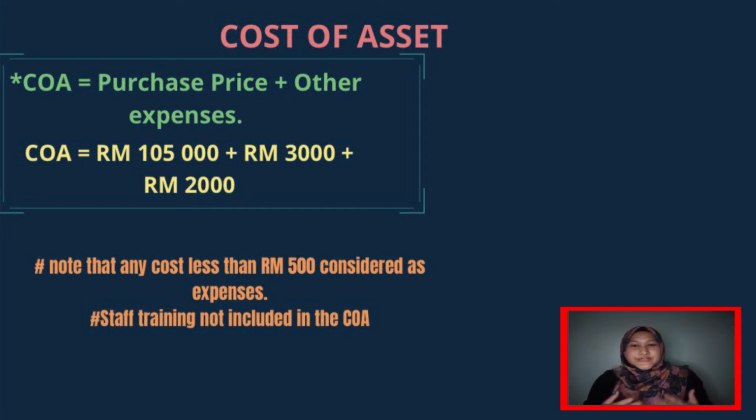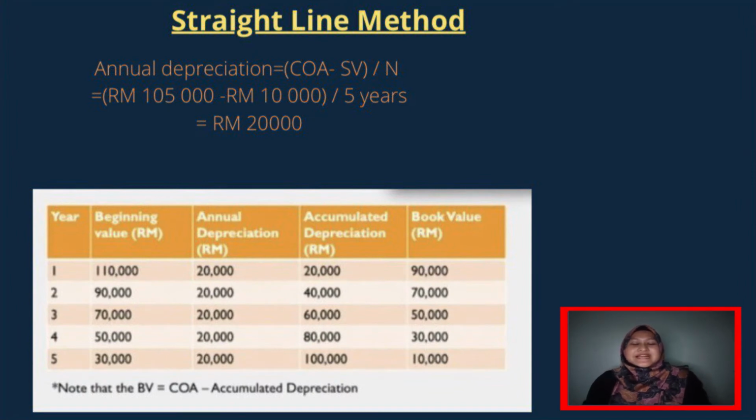Alright, we go to the first method, which is the straight line method. This method is very easy and its depreciation is the same every year. So annual depreciation equals COA minus salvage value divided by N. N means useful life. So 110,000 is the amount of COA that we calculated just now, minus salvage value 10,000, divided by useful life 5 years, equals 20,000 ringgit. Every year the annual depreciation is the same amount, which is 20,000 ringgit only.